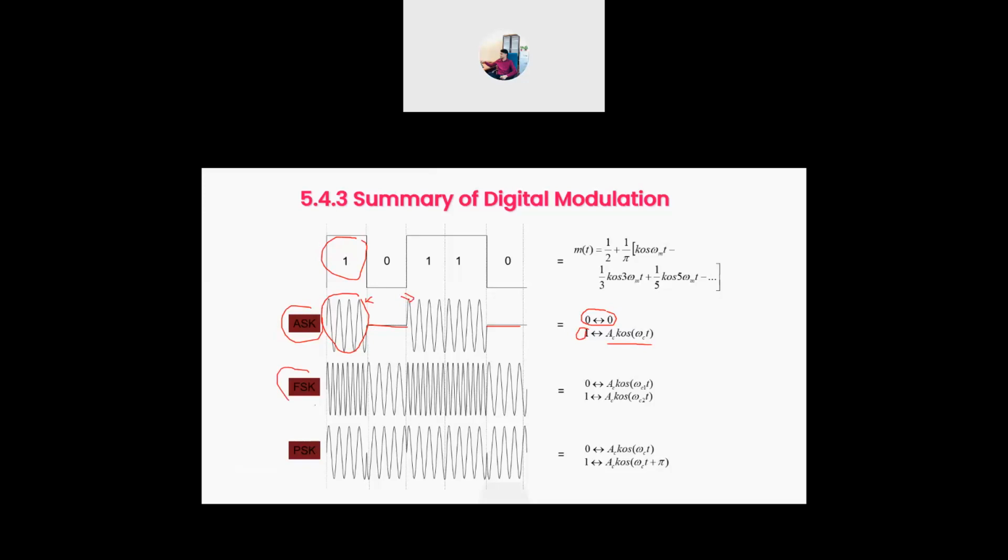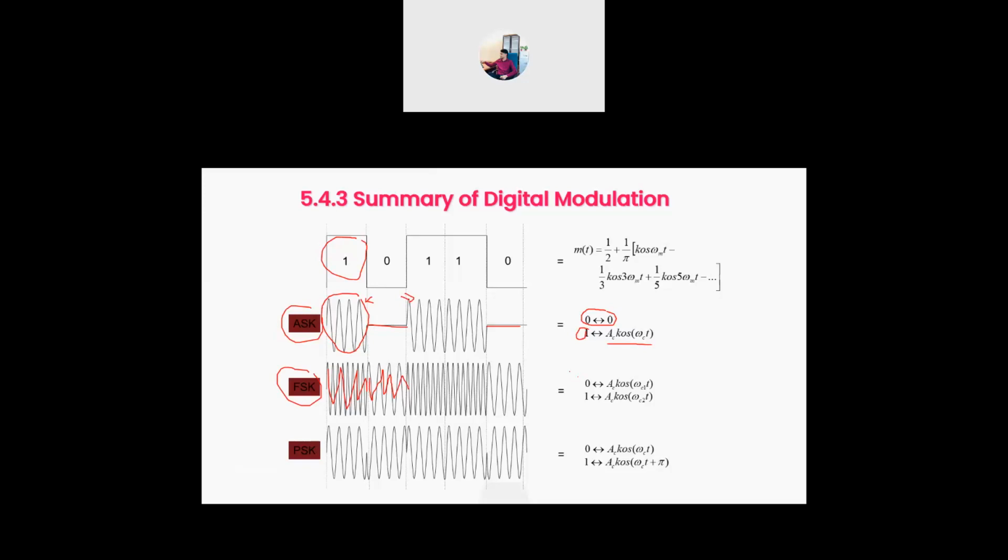So for the FSK, basically bit 1, when modulated with the carrier, we're going to have a higher frequency compared to when 0 is modulating the carrier. So we're going to have a lower frequency to represent our 0.